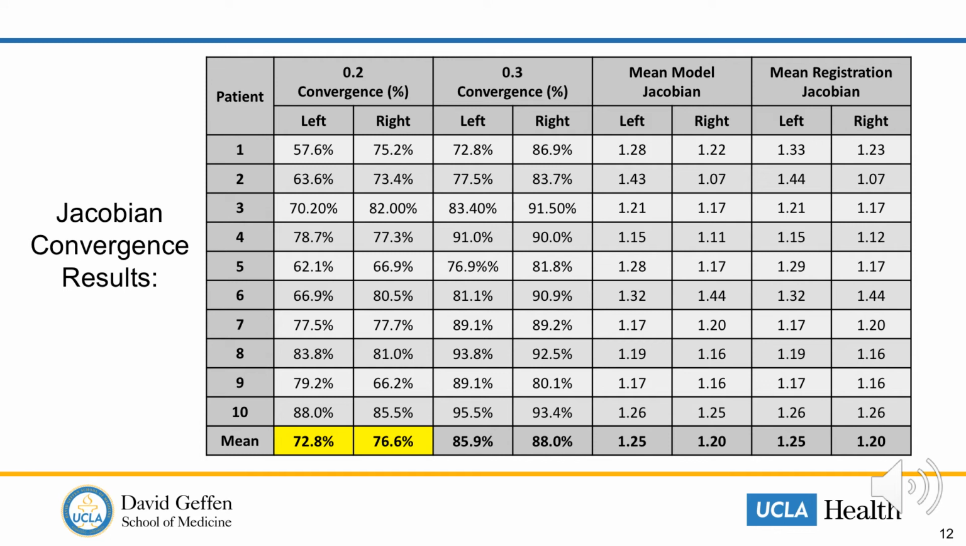To further evaluate the agreement between model and registration behavior, Jacobian values and their convergence levels were calculated from the resulting deformation vector fields. The average convergence of Jacobian value within 0.2 was 72.8 and 76.6% for left and right lung, and within 0.3, 85.9 and 88% for left and right lung. The average mean Jacobian values across 10 patients were nearly identical at 1.25 and 1.2 for left and right lung for model-generated Jacobian, and 1.25 and 1.2 for left and right lung for registration-calculated Jacobian.